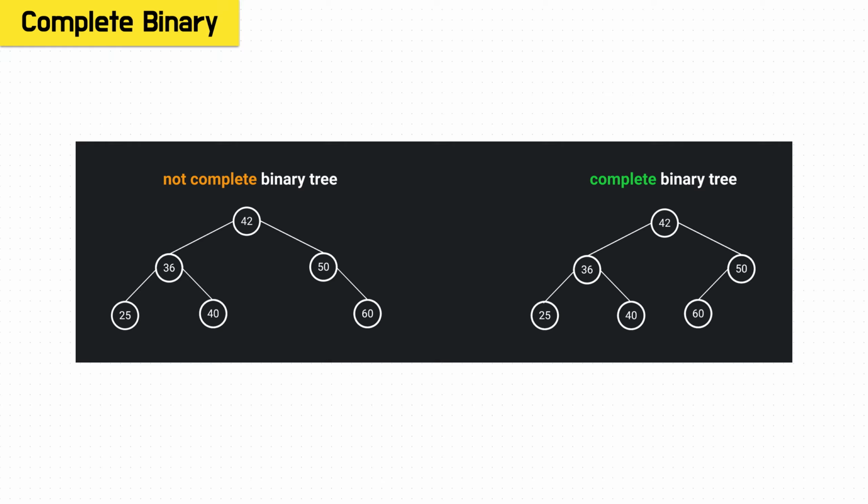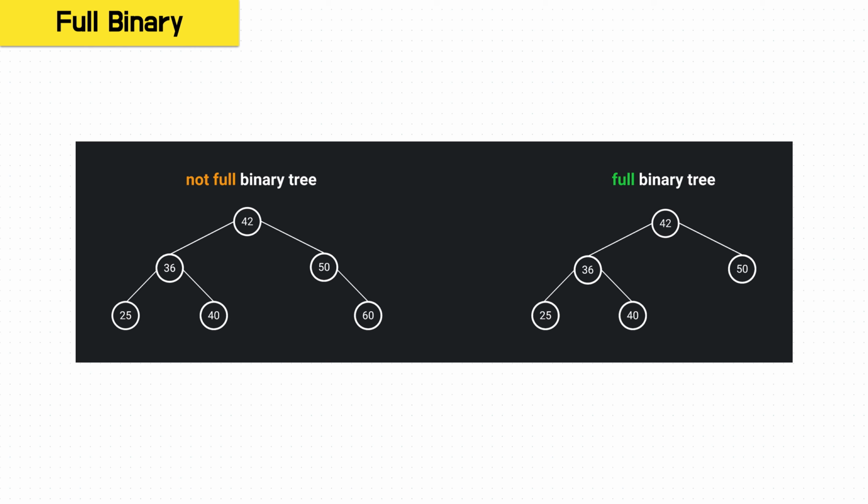So we see here the key difference for the not complete and complete tree in this example is that the not complete tree is not filled in from left to right. So this 60 would need to be the left child as we see in the complete tree. A full binary tree means each node has either 0 or 2 children. So we see on the left, the not full binary tree only has one child under this node. So for it to be valid, it would either need to have 2 children or 0 children.